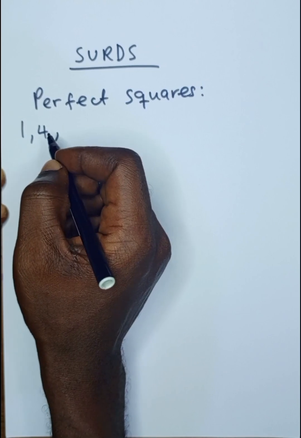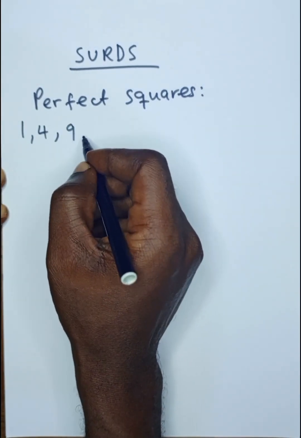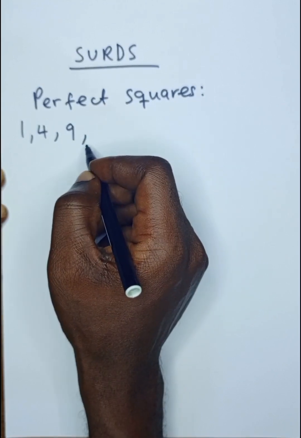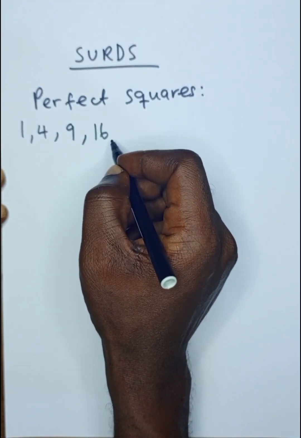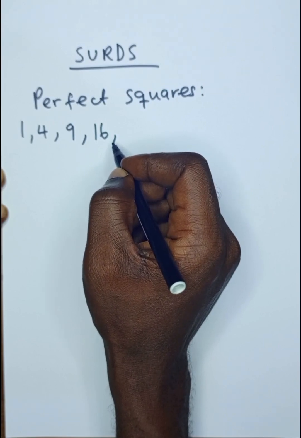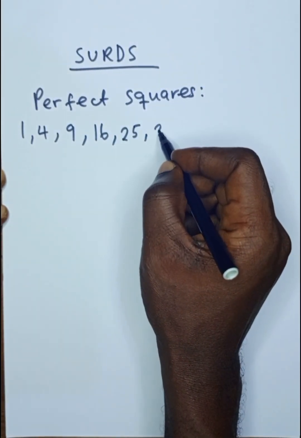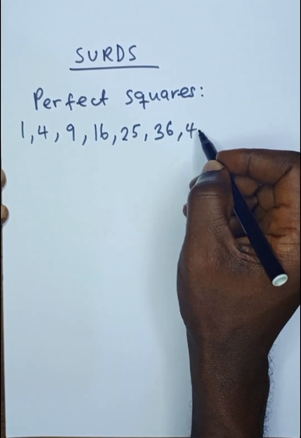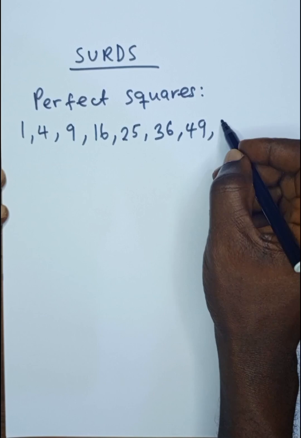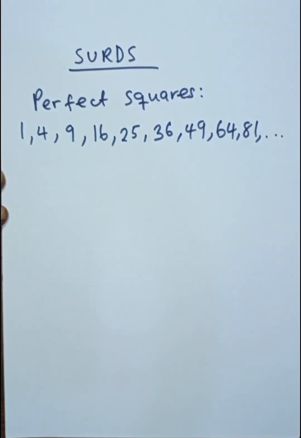When you multiply 3 by itself, the result is 9. It means that 9 is a perfect square. When you multiply 4 by itself, the result is 16. 16 is a perfect square. 25 is a perfect square. Then we go to 6 times 6, 36. 7 times 7, 49. Then we have 64, 81. Then it continues like that.